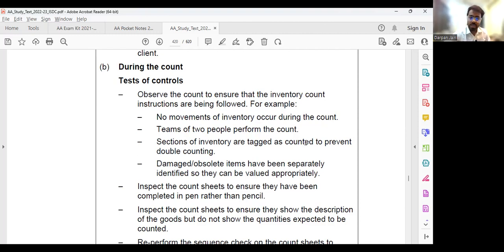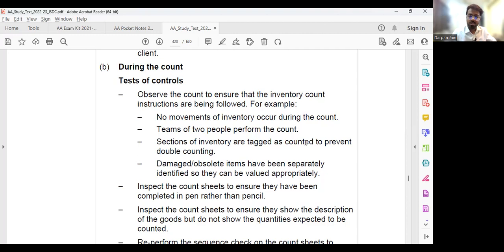Next, inspect the count sheets to ensure they have been completed in pen and not with pencil. The people who are counting the inventory will have inventory count sheets, and those sheets should not be filled in with pencil. Why? Because if they are filled with pencil, afterwards they might be able to manipulate and change whatever they've written in that count sheet. Correct? Okay.